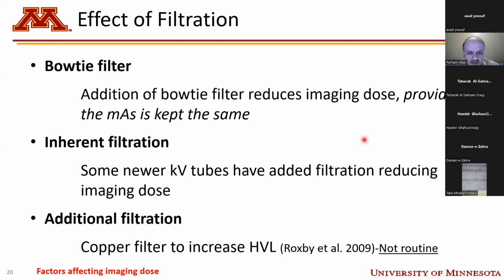So when I say a bow tie filter reduces imaging dose, that assumes you're keeping the mAs the same. Inherent filtration: some of the newer kV tubes have added filtration, reducing imaging dose. The case in point is a Varian linac. Varian had the older OBI unit in the C series linac, and when they switched from the OBI to what they call the XI on the TrueBeams, they added additional filtration, so that reduced the imaging dose.